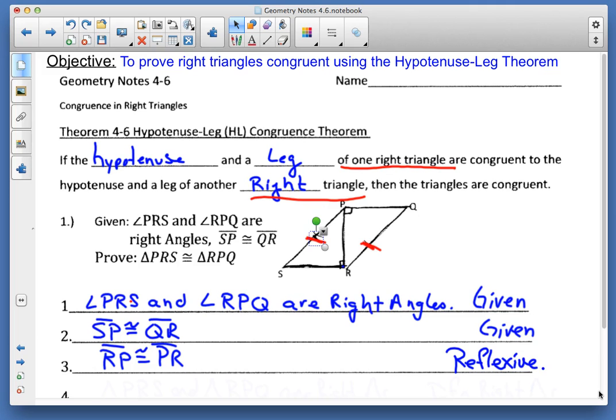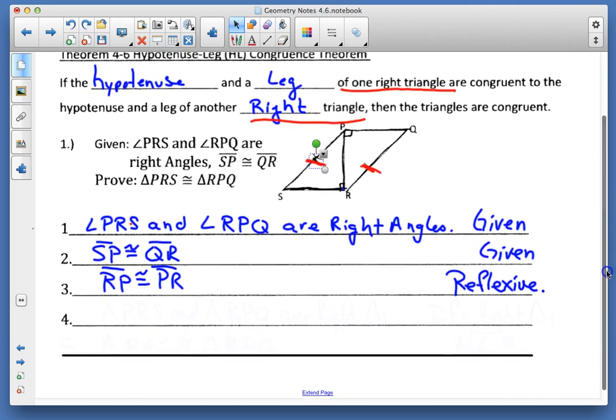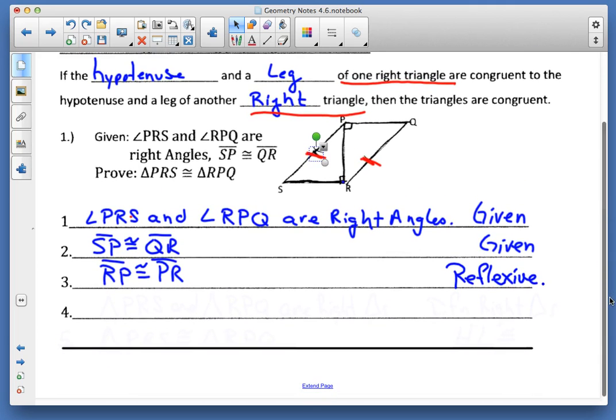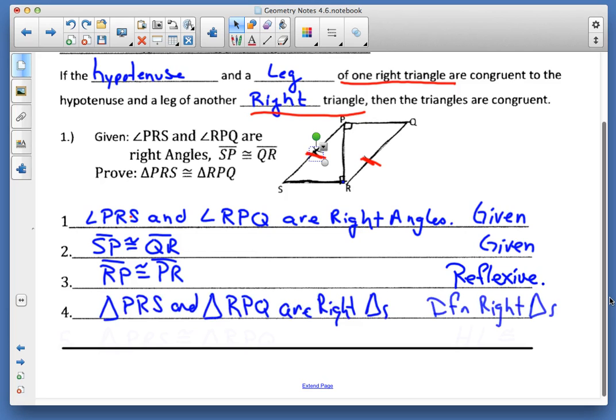Okay, so now we're looking at this, and we have our reflexive property. I'm not saying that the two right angles are congruent to each other. It's not going to help me because we don't have an SSA congruence statement. I am, however, going to use the fact that those are right angles, and right angles inside triangles make right triangles. So by definition of right triangles, I know triangle PRS and triangle RPQ are right triangles.